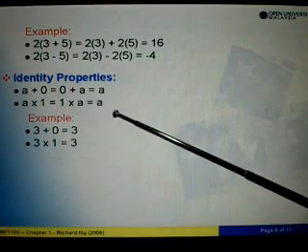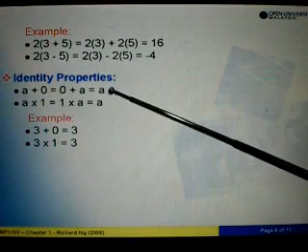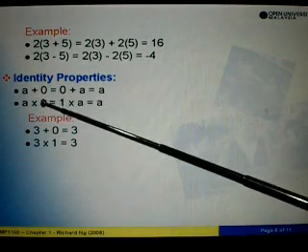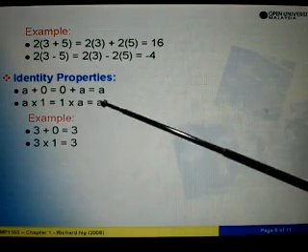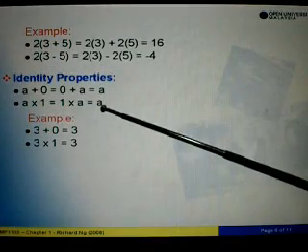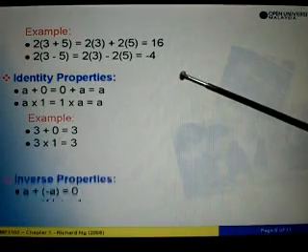Identity properties. For example, A plus 0 equals 0 plus A, which will give the answer A. For multiplication, A times 1 equals 1 times A, the answer is A. So any multiplication or addition that produces the same answer without any changes is known as identity property.